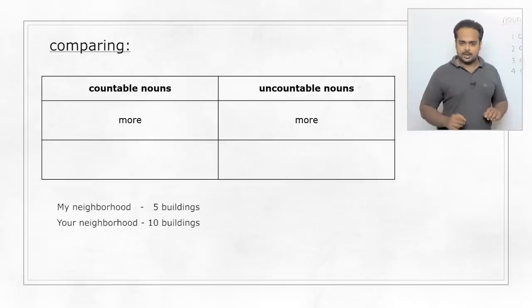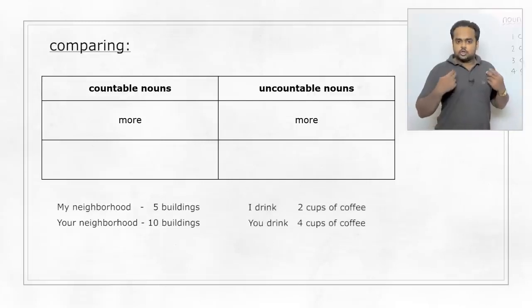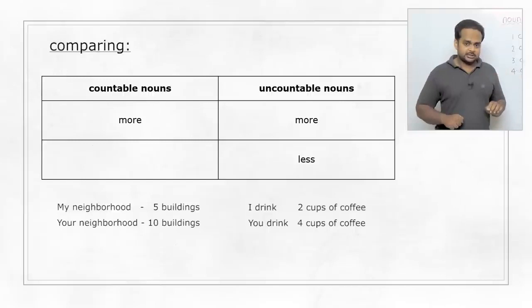And let's take another example, this time uncountable nouns. I drink 2 cups of coffee a day, but you drink 4 cups of coffee a day. So you drink more coffee. So far, so good. But what about the opposite? We can say that I drink less coffee. All right, but back to our first example, we said there are more buildings in your neighborhood. That means in my neighborhood, there are fewer buildings.